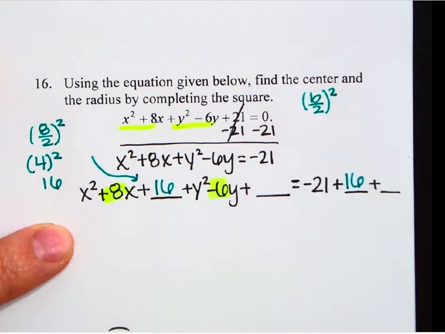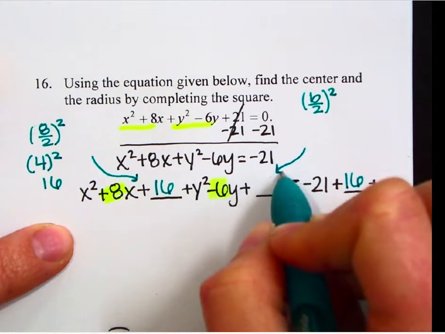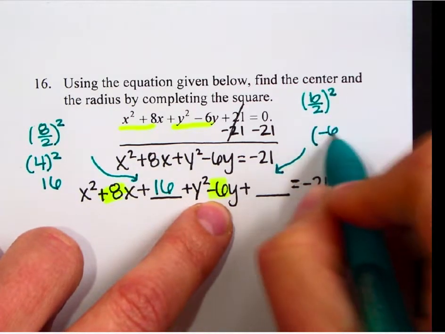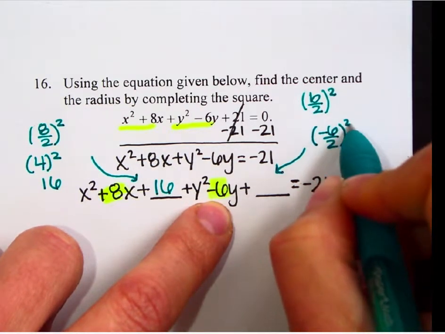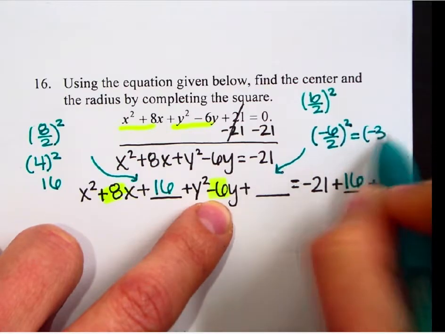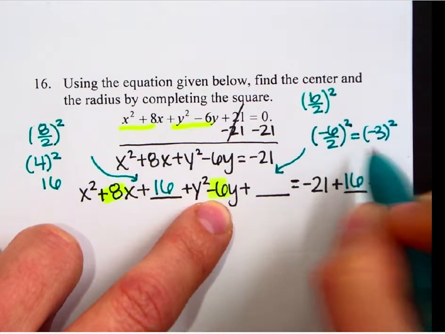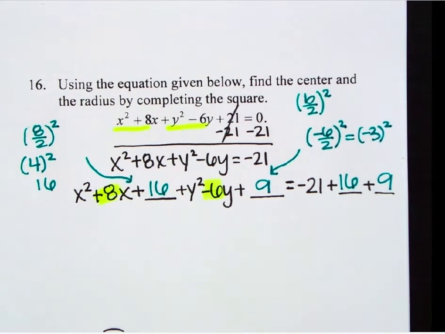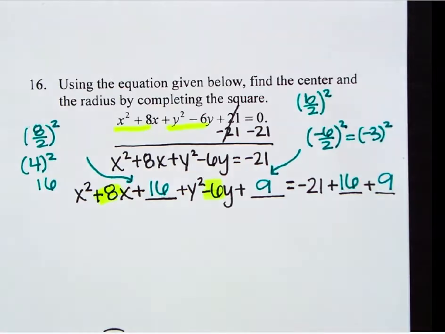Whatever we add to one side of the equal sign, we also add on the other side. I'm going to do the same thing in this blank, b divided by 2 squared. So we're going to take negative 6, divide it by 2 squared. That's negative 3 squared. Negative 3 squared is 9. Positive 9, right? Negative 3 times negative 3 is positive 9. So we're adding 9 to both sides.